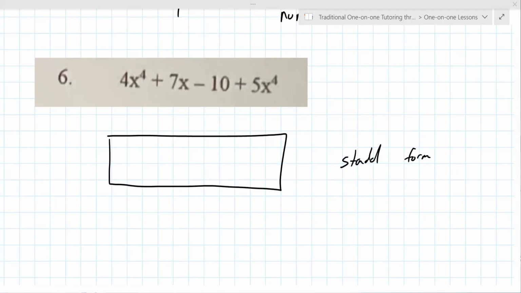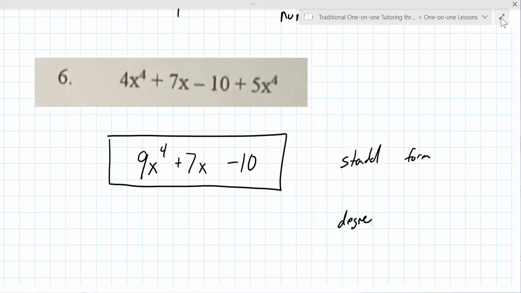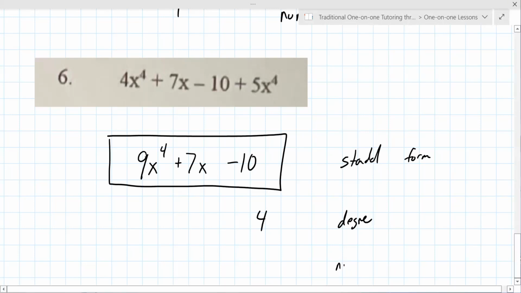I got 9x to the fourth, plus 7x minus 10. Perfect, yeah. Okay, and what's the degree of this one? 4. Very good, and the number of terms? 3. Yes.